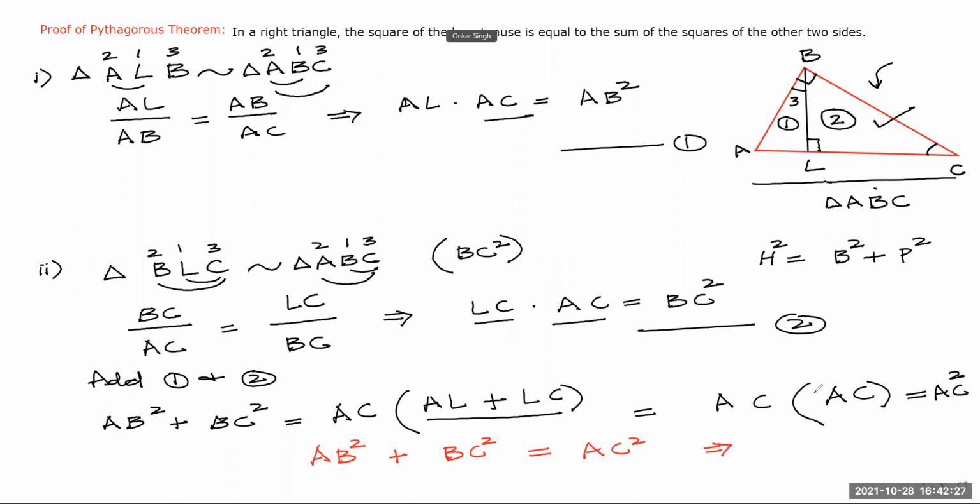I can also write it like this. If I see the triangle from here, then this is the base AB, so AB is the base square. Then if this is the base, BC becomes the perpendicular. Perpendicular square is equal to AC, the hypotenuse, square.